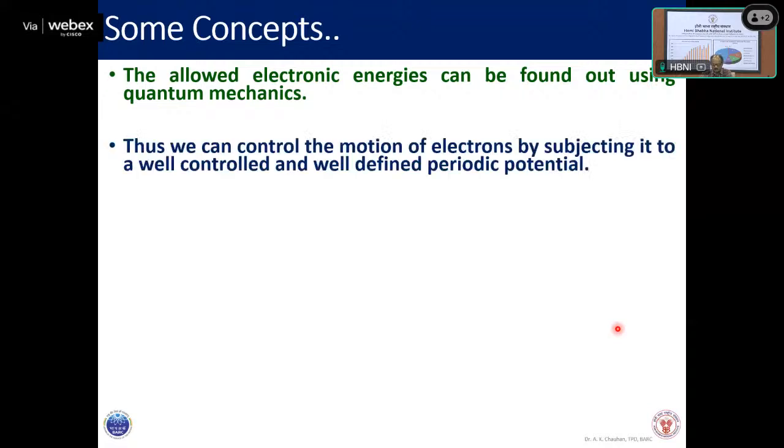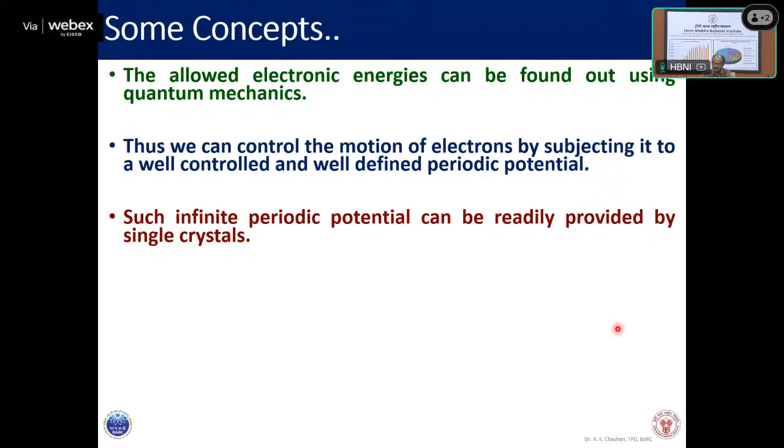So by subjecting the electron to a periodic potential, we can control its motion. Now we know that if an electron is moving inside a periodic potential, it will behave in a certain way, which is different from its behavior when it was free. And how can we change the periodic potential?